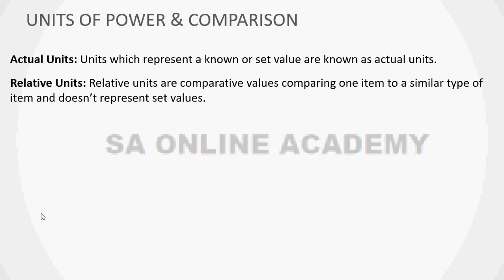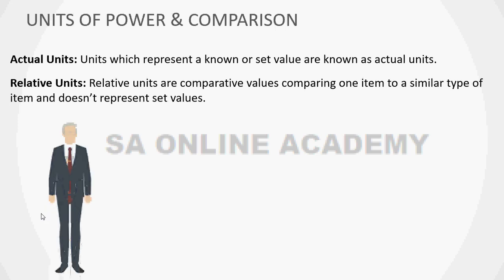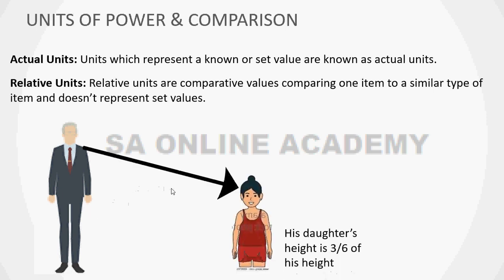So for this, I have included this analogy in our video. So for example, this is a man, his height is 6 feet. So his height is 6 feet. When you say 6 feet, 6 feet is a known or set value or actual unit. So it is an actual representation or unit of power or actual unit. But when I have to explain the height of his daughter, I would say his daughter's height is 3/6 of his height.